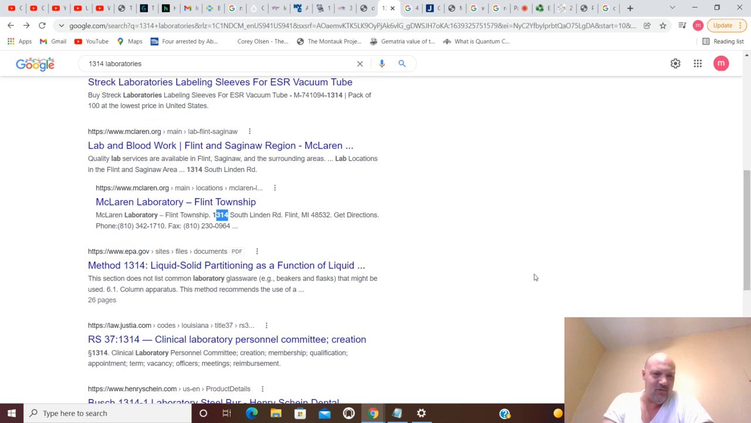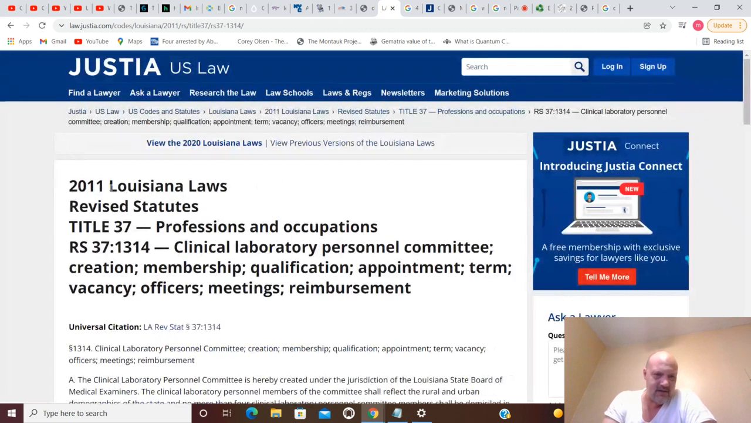So, method 1314, liquid-solid partitioning as a function of liquid. This section does not list common laboratory glassware. But method 1314. How about RS 37:1314, Clinical Laboratory Personnel Committee? And this is 2011 Louisiana laws.